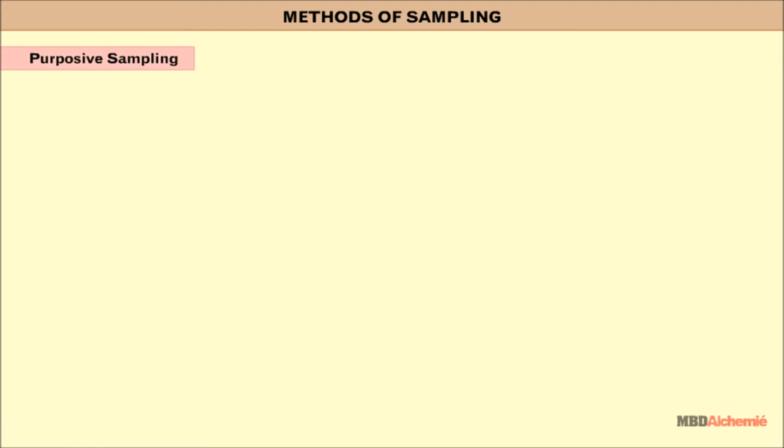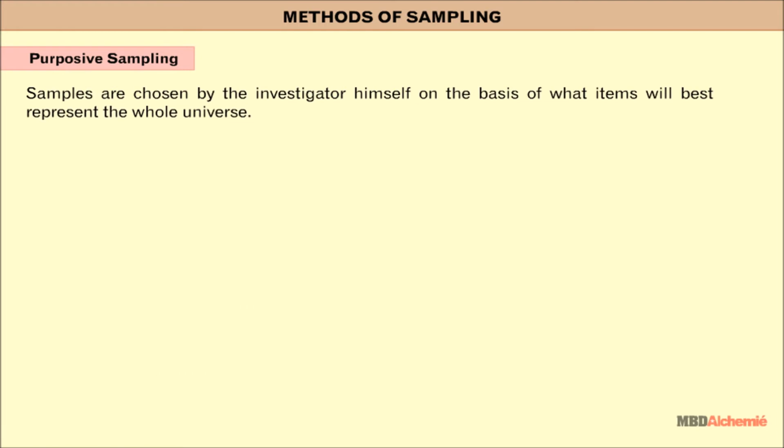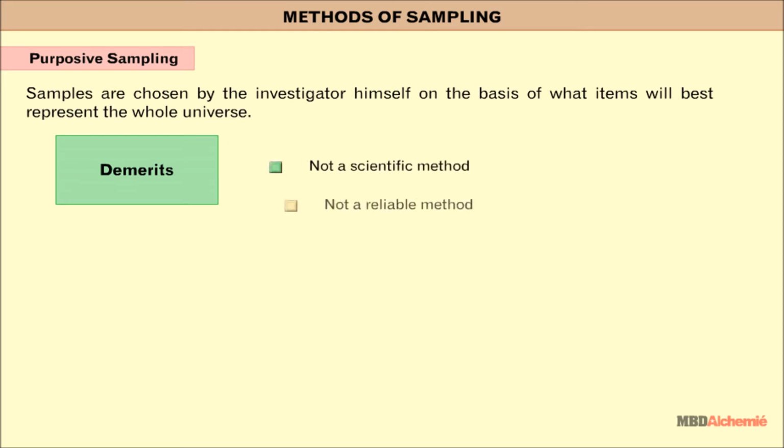Purposive sampling. Samples are chosen by the investigator himself on the basis of what items will best represent the whole universe. Merits. Samples can be chosen according to the purpose of the study. Allows the selection of important items. Easy method and inexpensive. Demerits. Not a scientific method. Not a reliable method. Not free from personal bias.